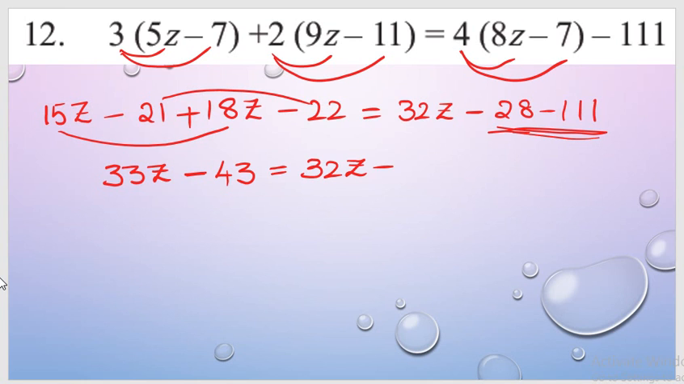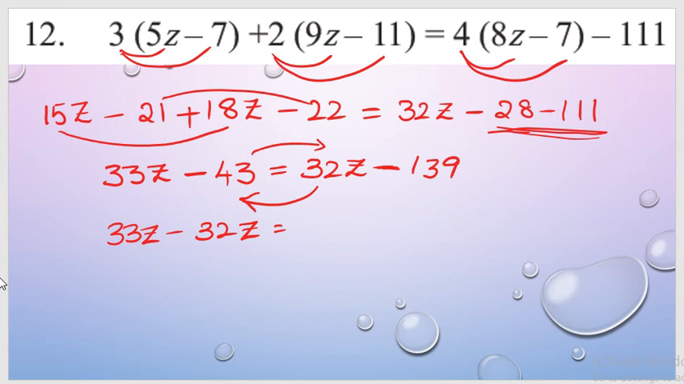So what we need to do, we need to add and keep a negative sign. So what I am going to get, 913. So I am going to get 139, right? Now I am going to transpose the like terms on one side and unlike terms on the other side. Then what I am going to get, so 33z minus 32z is equal to, so already minus 139 is present on the right hand side, and this minus 43 if I transpose it becomes plus 43.